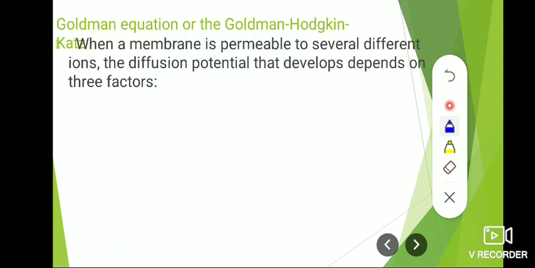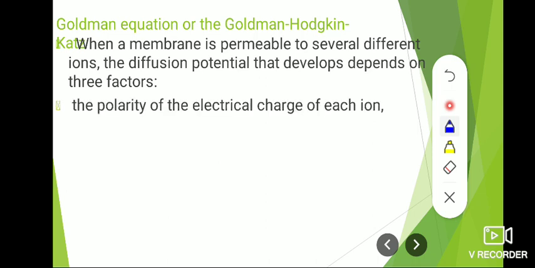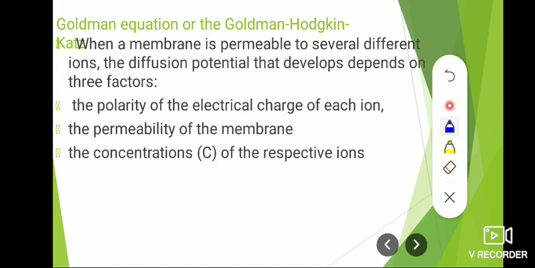Now when a membrane is permeable to several different ions, the diffusion potential that develops depends on three factors. We don't have only a single sodium or potassium. We have sodium, potassium, chloride, calcium, so many. So the potential need not be found for a single ion; it will be the total. In total, what is the equilibrium potential? It depends on the polarity of electrical charges of each ion, the permeability of the membrane, and the concentration of the respective ions.